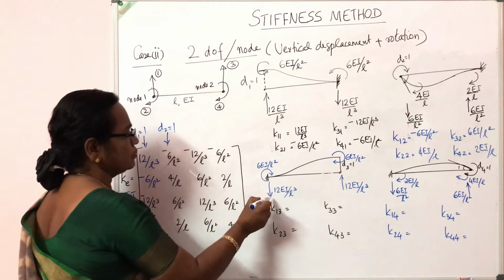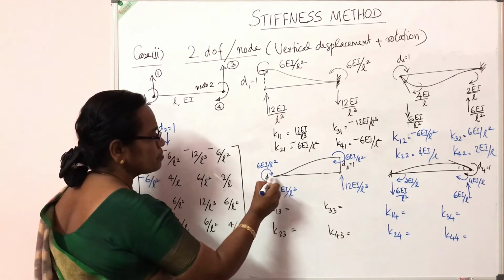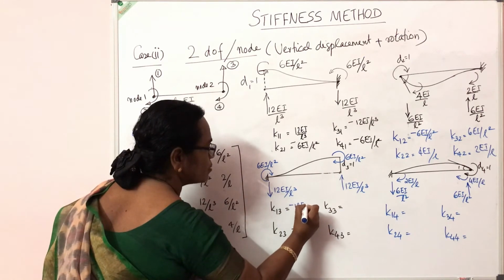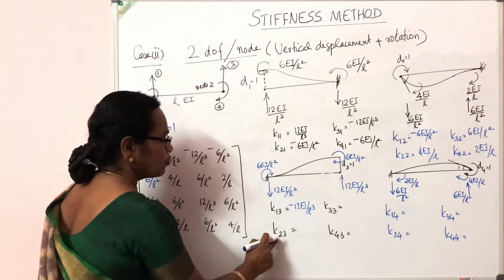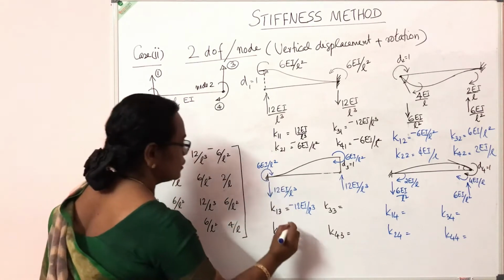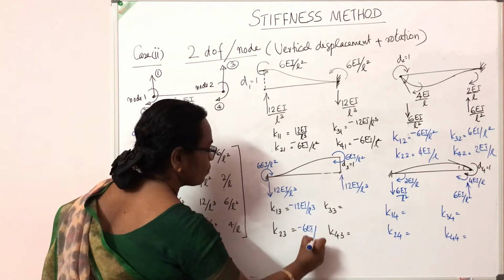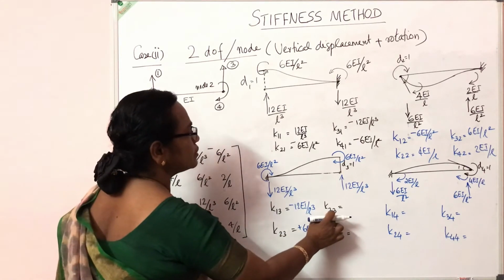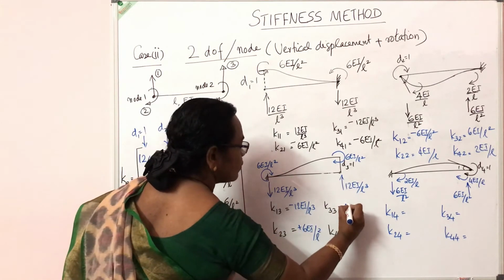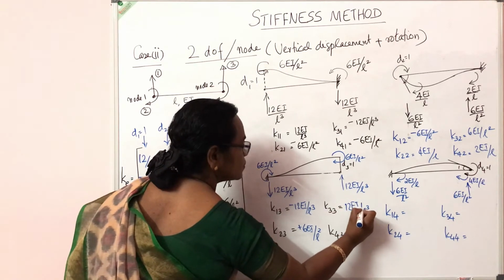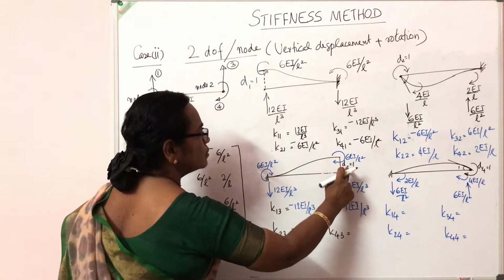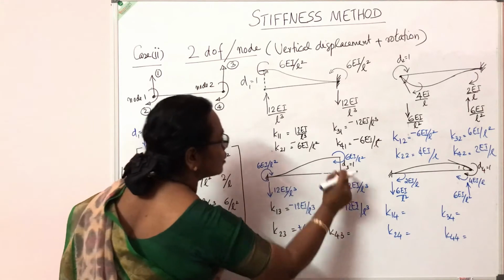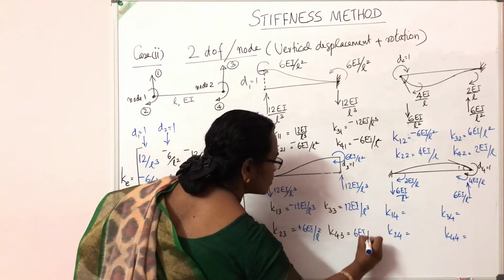So K13, I can write force in direction 1 due to unit displacement in direction 3. Force in direction 1 is 12 EI by L cube. It is downward, so minus 12 EI by L cube. Force in direction 2, this is direction 2, it is clockwise moment, so plus 6 EI by L square. Force in direction 3 is 12 EI by L cube, direction 4 it is 6 EI by L square clockwise.